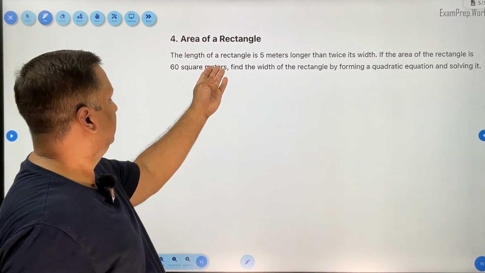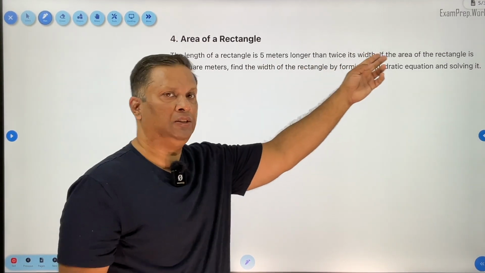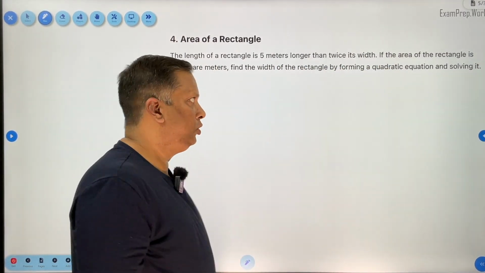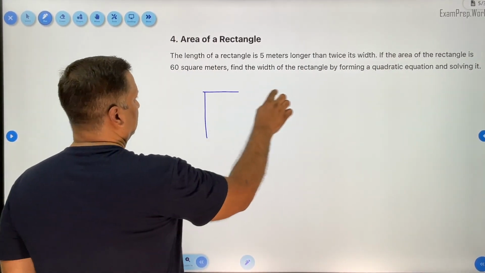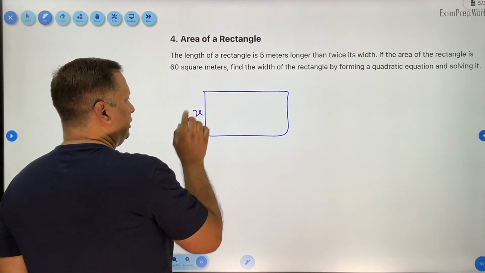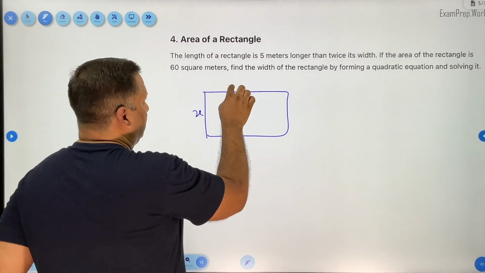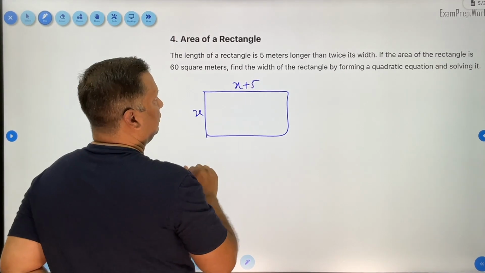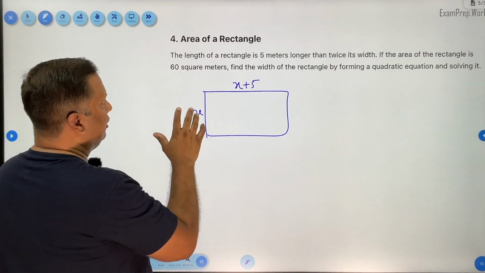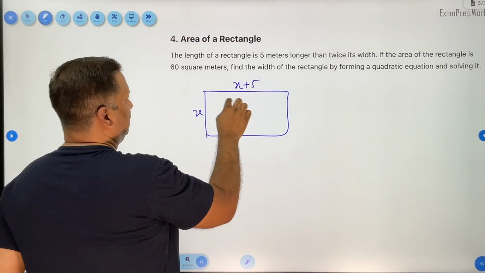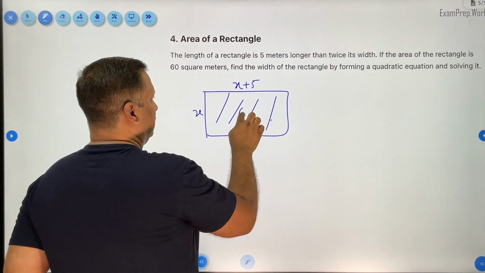Area of rectangle. They say the length of the rectangle is 5 meters more than its width. So imagine a rectangle whose width is x. So the length is 5 meters more, so write x plus 5, right? And the area of the rectangle is 60. This area is 60.